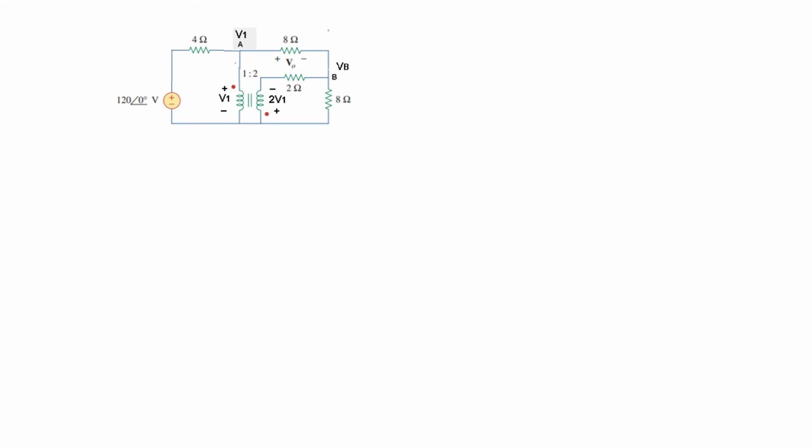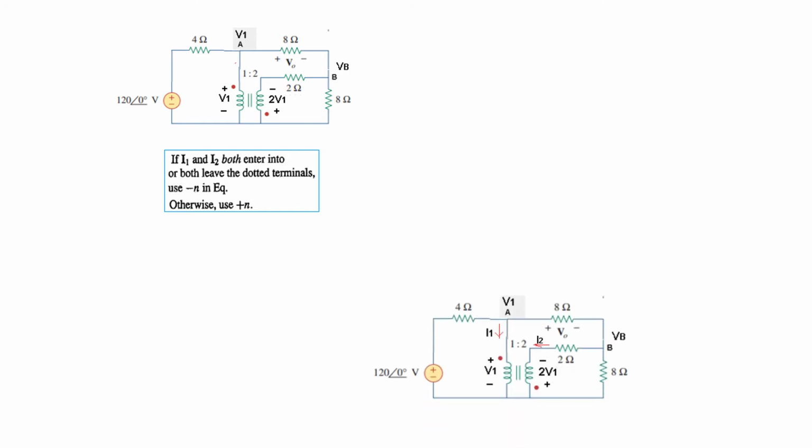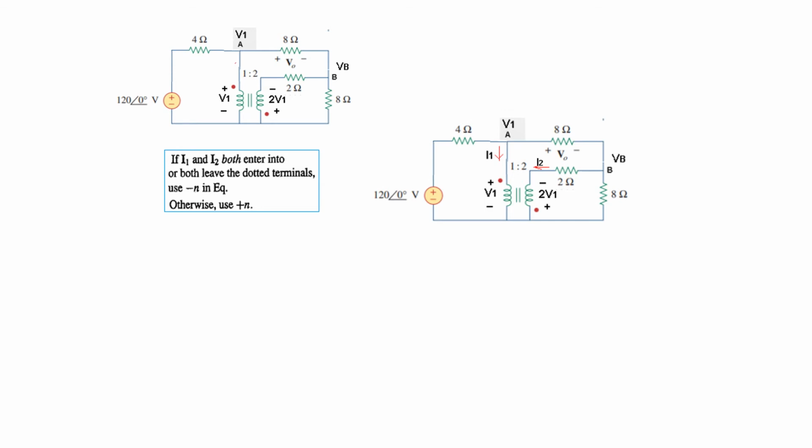And for the current relation also, we'll keep this in mind that if I1 and I2 both enter the dotted terminal, then we'll have negative. And if one enters the dot and the other enters the non-dot, then we'll have a positive terminal. So that is what we are going to do here. Now this I1 current is entering the dot and the I2 current is entering the non-dot, so we can have a positive sign.